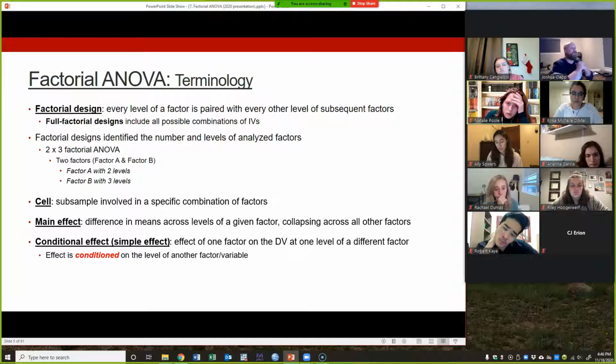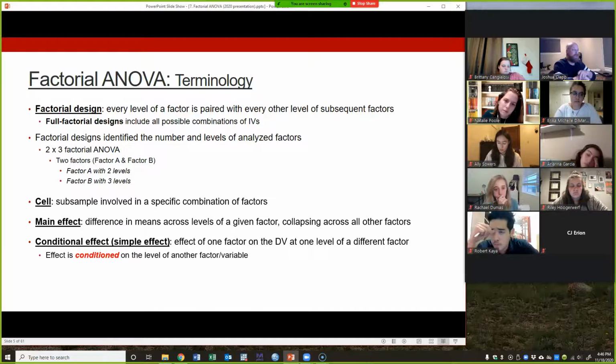So let's say I'm looking at sex by condition. Let's say we have men and women looking at conditions 1, 2, and 3. I could have a main effect of sex, which is collapsing across conditions, men versus women. And then I can have a main effect of condition, which is collapsing across sex, looking at differences across group 1, group 2, group 3. Okay, so these are our main effects.